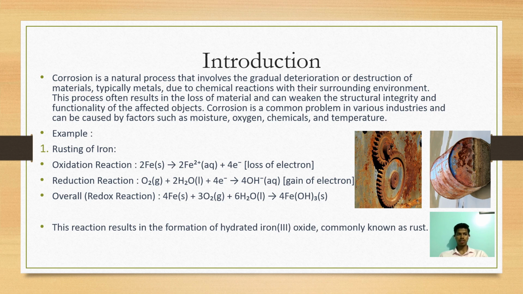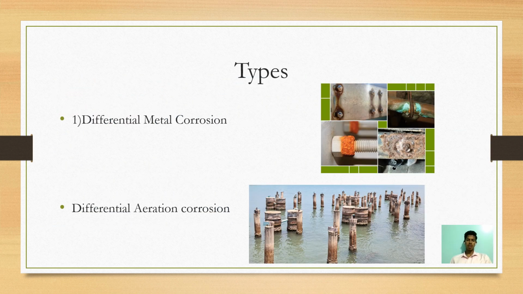call as rust. Under corrosion, if we look into the types, we see two types of corrosion, that is differential metal corrosion and differential aeration corrosion.